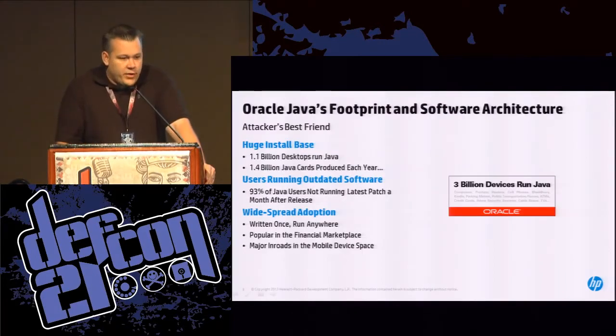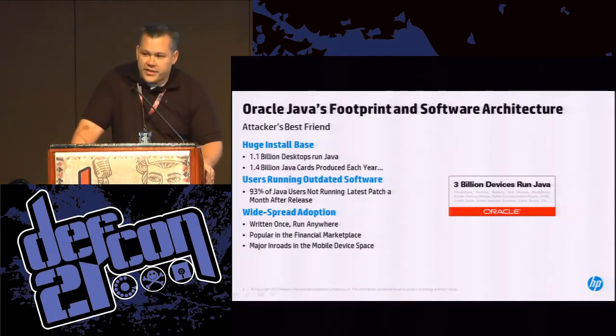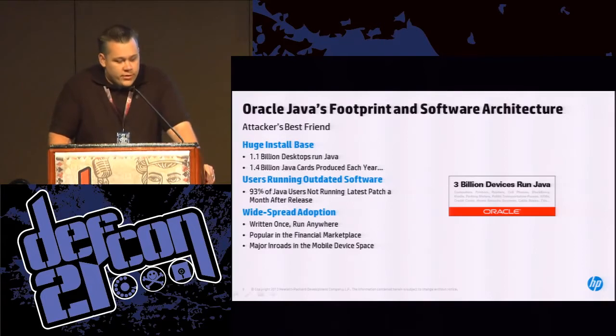If we look at the footprint of Java, it has a huge installation base, and that's what makes it a big red target for attackers. Oracle boasts about it during the installation process: 3 billion devices run Java. And according to Oracle, 1 billion desktops actually run Java itself, and somebody produces 1.4 billion Java cards every year.